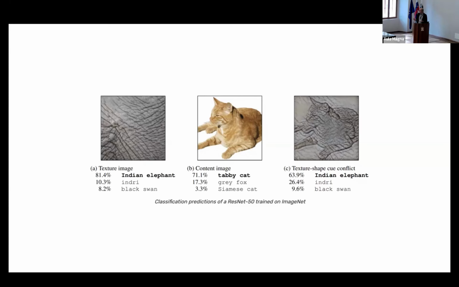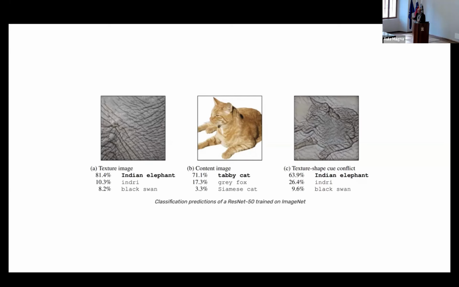And you would at least expect that, okay, maybe for the Indian elephant the pattern is there, but I could definitely recognize the shape of a cat. And you don't even see the cat here. It says that there's a black swan, which is completely and totally different. So it has not even understood exactly what's in the image, right? It sees that there is a pattern, there's a texture, but it doesn't understand the content.